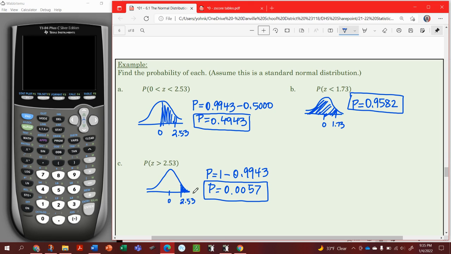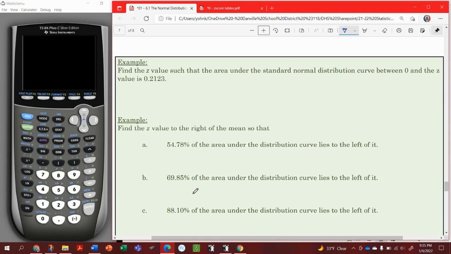All right, now let's say we want to go the other way. So for instance, find the z-value such that the area under the standard normal distribution curve between 0 and the z-value is 0.2123. So if I draw a curve, I put 0 here, and it's between 0 and z. Well, they didn't say z and 0. They didn't say negative z. They said 0 and z. So z is going to be somewhere over here.